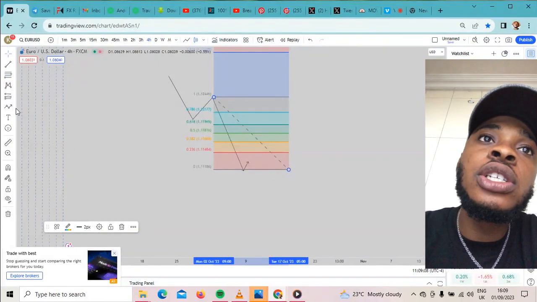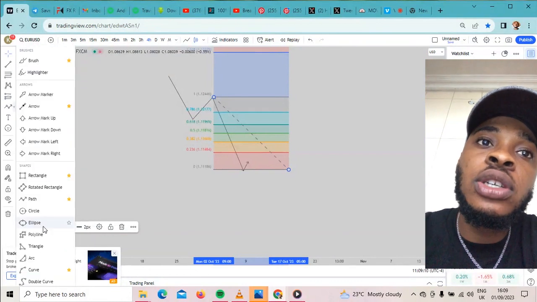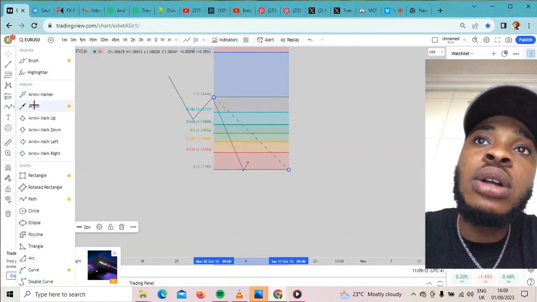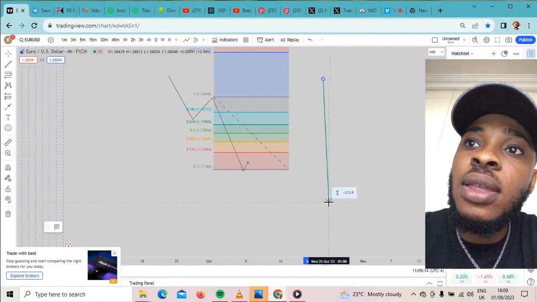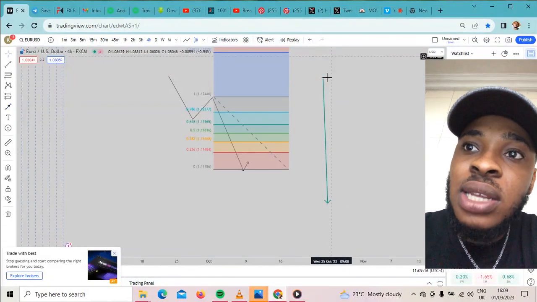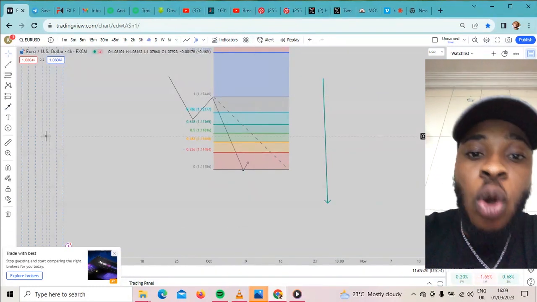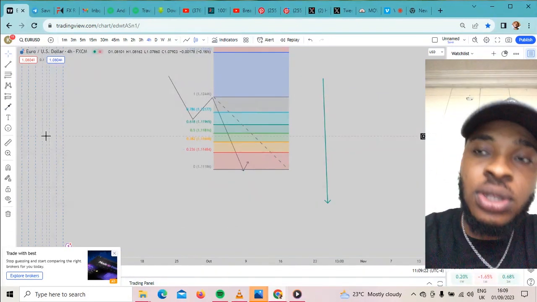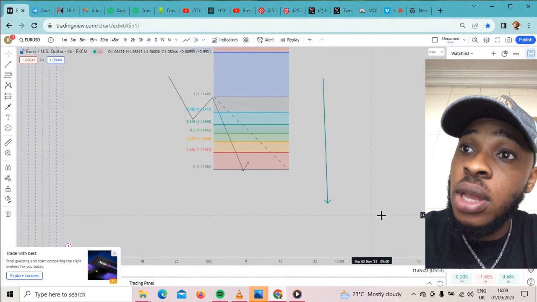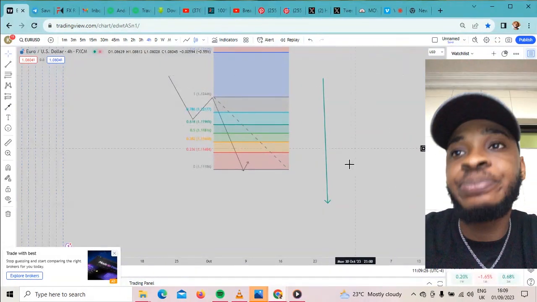When I'm drawing my Fibonacci, I'm very cautious about the direction. If you are in a downtrend, you're drawing it from high to low. See how this arrow faces? That's for a downtrend, and that's how you draw your Fibonacci. And that's the opposite for the uptrend. Uptrend, you do the inverse of that, which is from down to up.